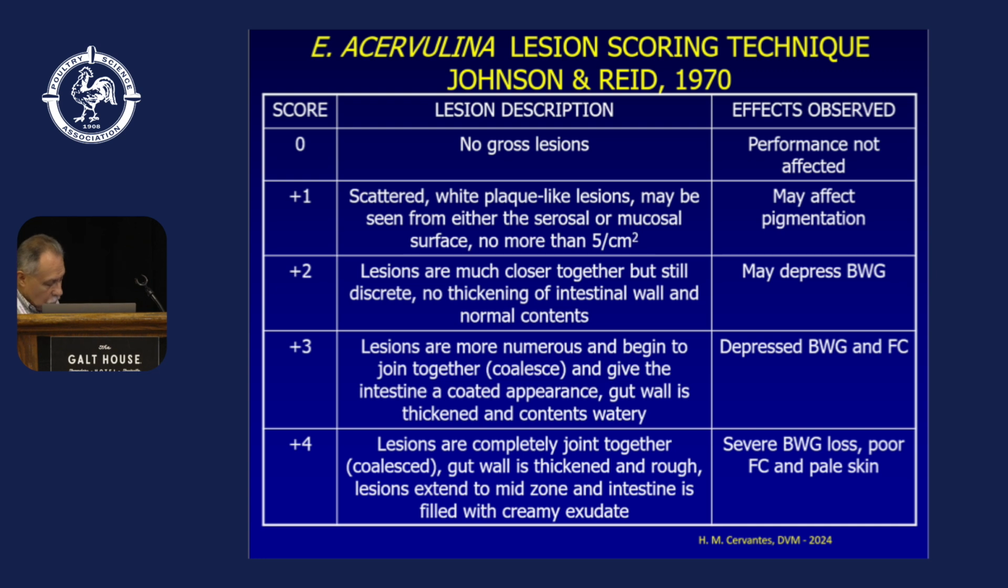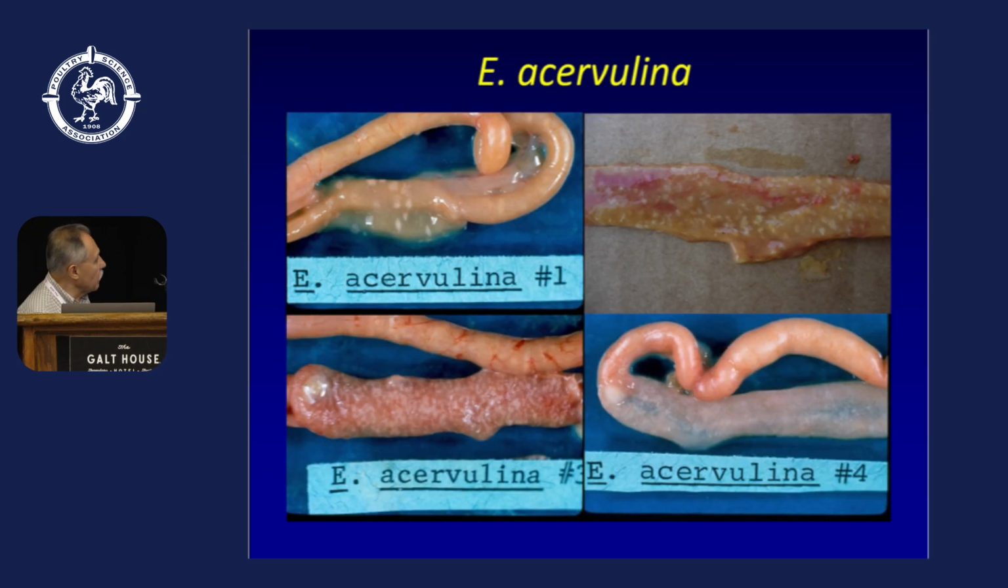This is taken word by word from Johnson and Reed. This is what I use with the students at the MAM program. I'm not going to read these to you, but I'm just going to point out that the system goes on a scale from 0, where there are no gross lesions and obviously no effect on performance, to a maximum of +4, where you have the most severe lesions, or dead chickens or turkeys, depending on the case. And of course, you have a significant effect on performance.